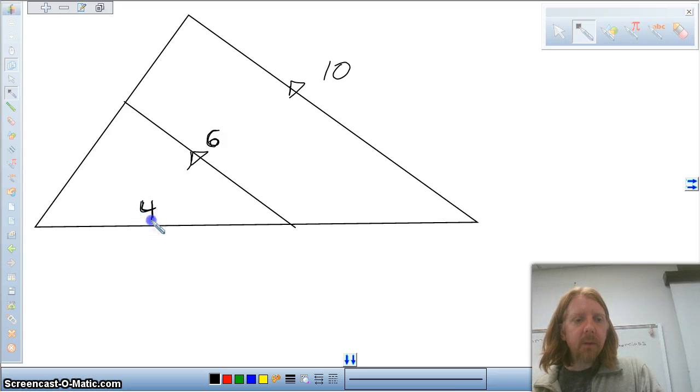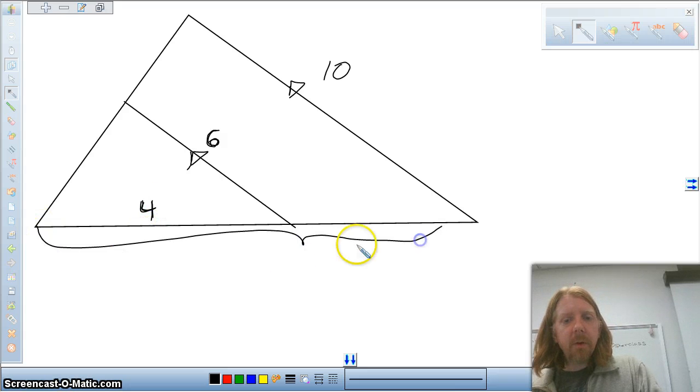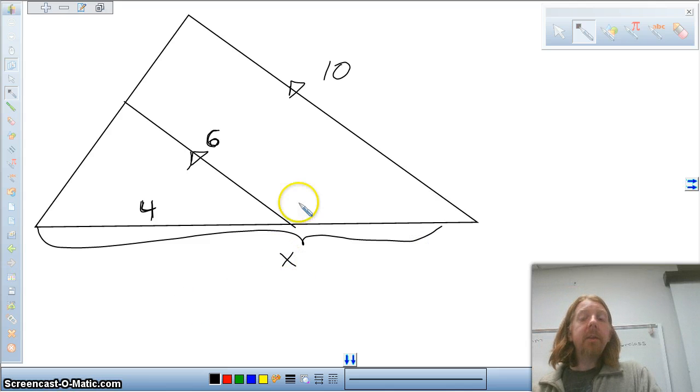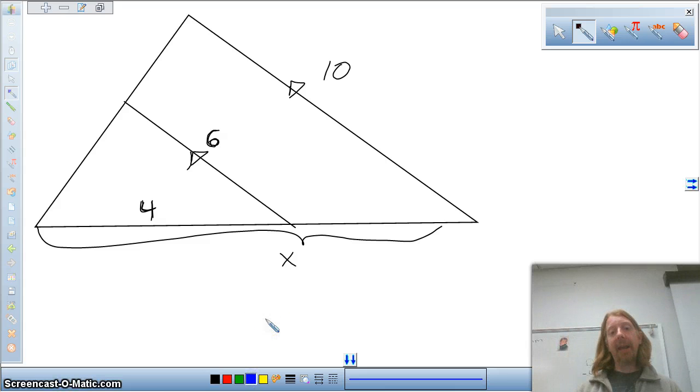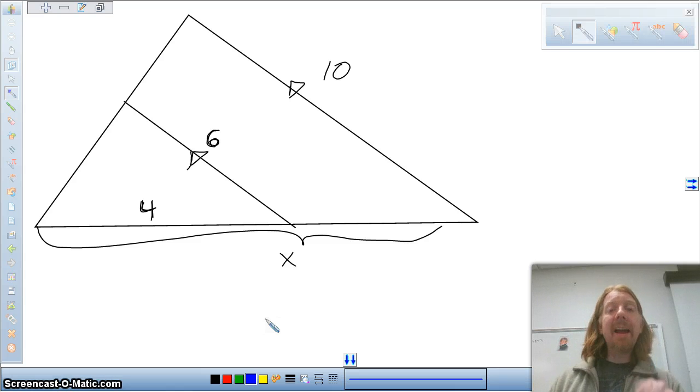Let's do 4. I want to know what that is. Now, some things we've talked about. That would be the problem I'm handed. First, are these similar? Second, what's x got to be? Now, I don't have any angles marked off, but I have that parallel. That makes me think of a couple of things.